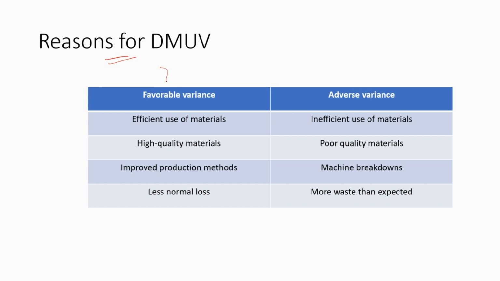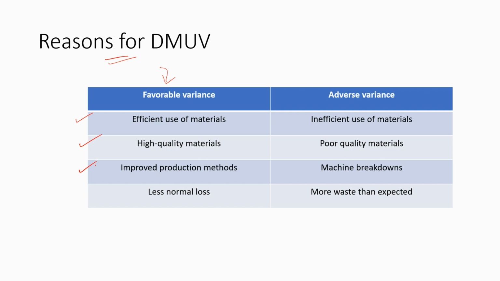So if it is a favorable variance, these are the potential reasons. Efficient use of materials. When this happens, the wastage of material will be less. So the usage of the materials will be less than the budgeted amount. High quality materials. When high quality materials are used, the wastage will be lower. So this will reduce the actual usage of materials. Improved production methods. This will also reduce the wastage.